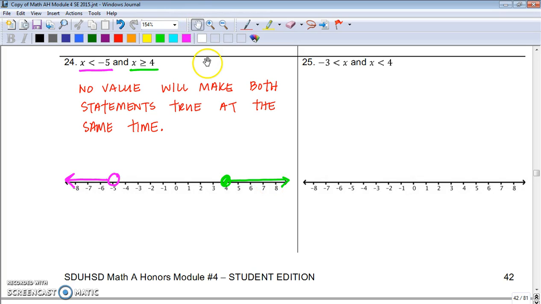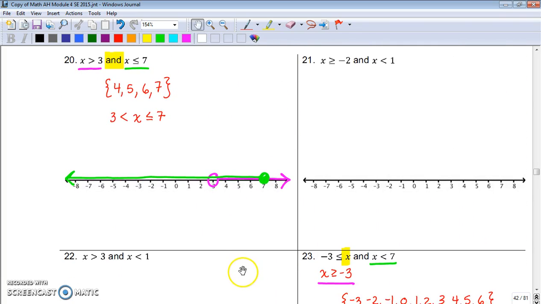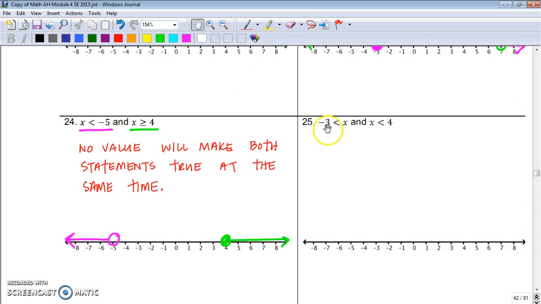At this point, go ahead and pause the video, fill out all of the ones I skipped over, 21, 22, and 25, and then unpause the video and compare your answers.